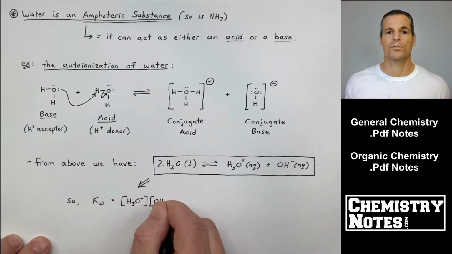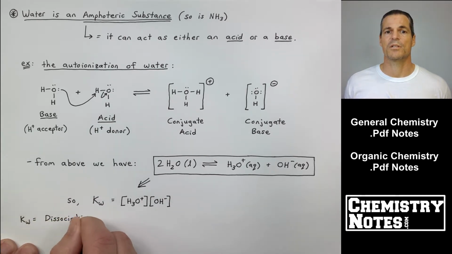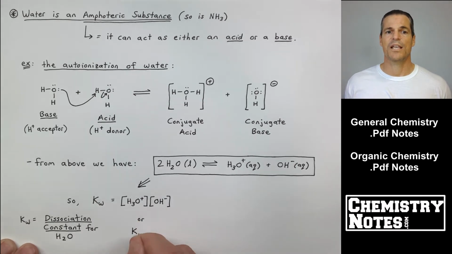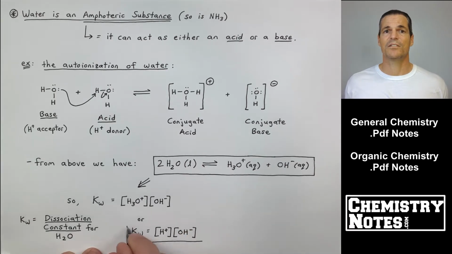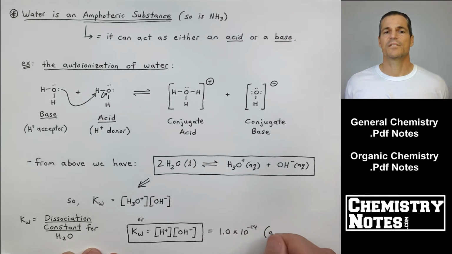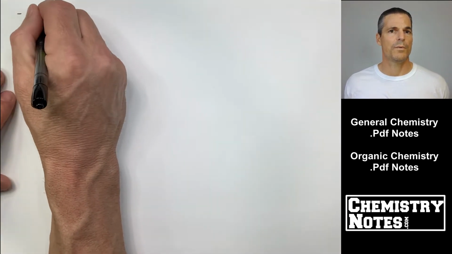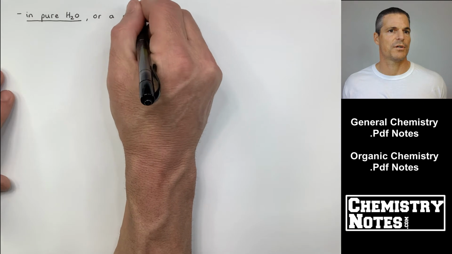So from the above, we got 2H2O liquid. Liquid won't show up in my equilibrium expression. Yields H3O plus and OH minus in the box. So Kw, the dissociation constant for water, is equal to just the concentration of H3O plus times the concentration of OH minus. There is no denominator because H2O on the left, the reactant, is a liquid. In other words, Kw is equal to the concentration of H plus times the concentration of OH minus, and that's always equal to 1.0 times 10 to the minus 14th, assuming we're at 25 Celsius, room temperature, okay?